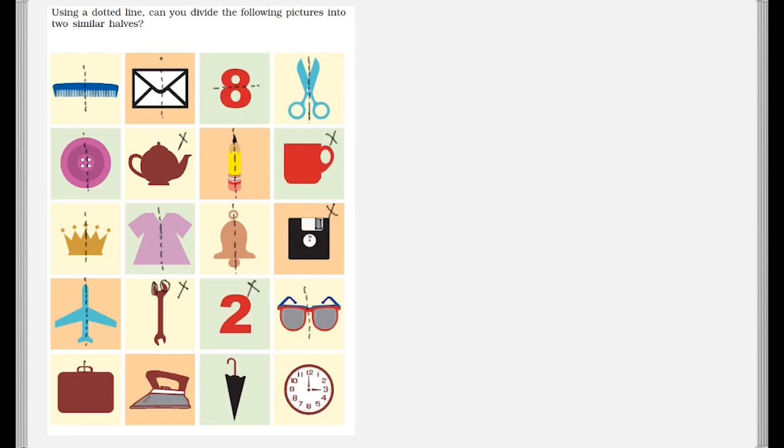This briefcase can also be divided. The iron cannot be divided, and the umbrella can also not be divided, and the clock can also not be divided because these hands won't be at the correct position.